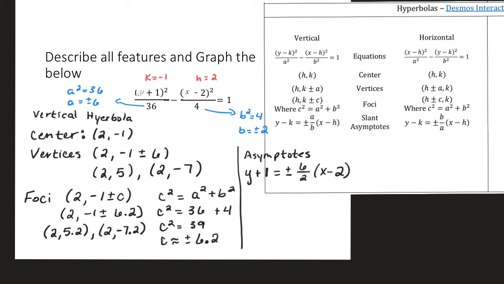Okay, now we're going to take a second and see if you can graph your hyperbola. Pause the video and see if you can graph.